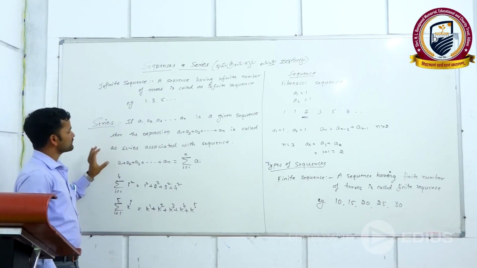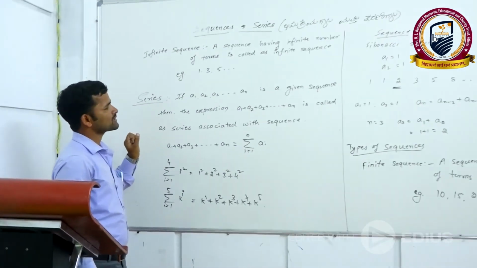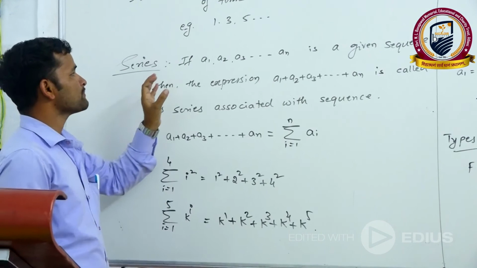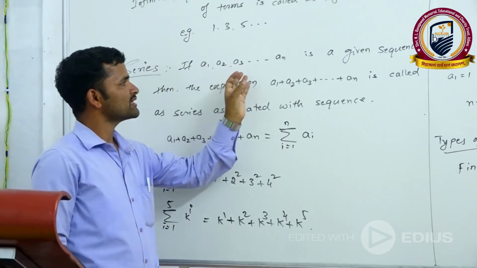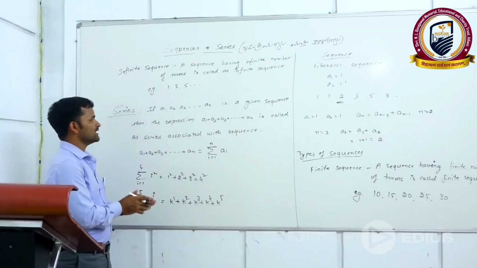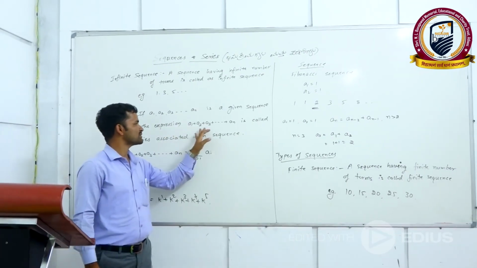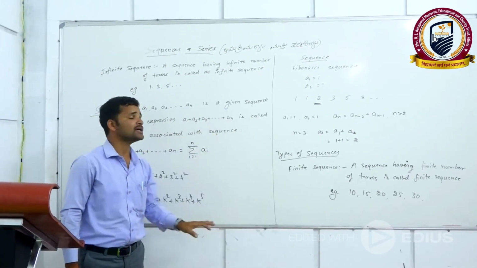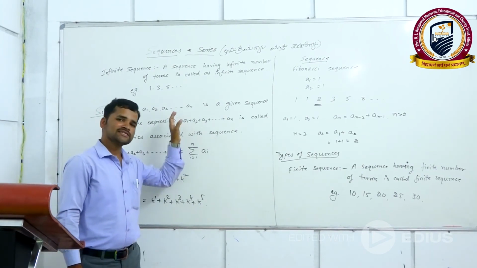If they ask you to write the definition of the series, just write: if a1, a2, a3 so on up to an is a given sequence, then the expression a1 plus a2 plus a3 so on up to an is called the series associated with the sequence.